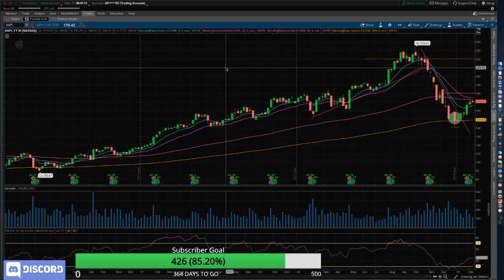So this is pretty much how to use moving average lines to make trades, and kind of my indicators that I use.